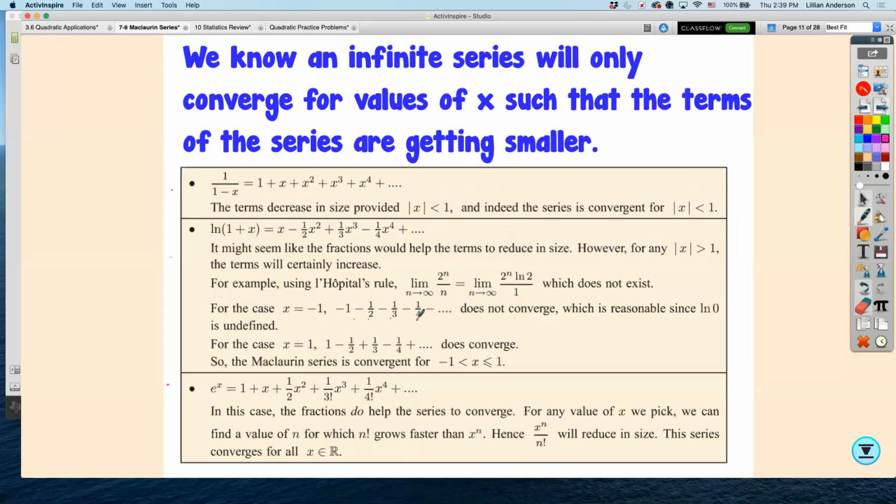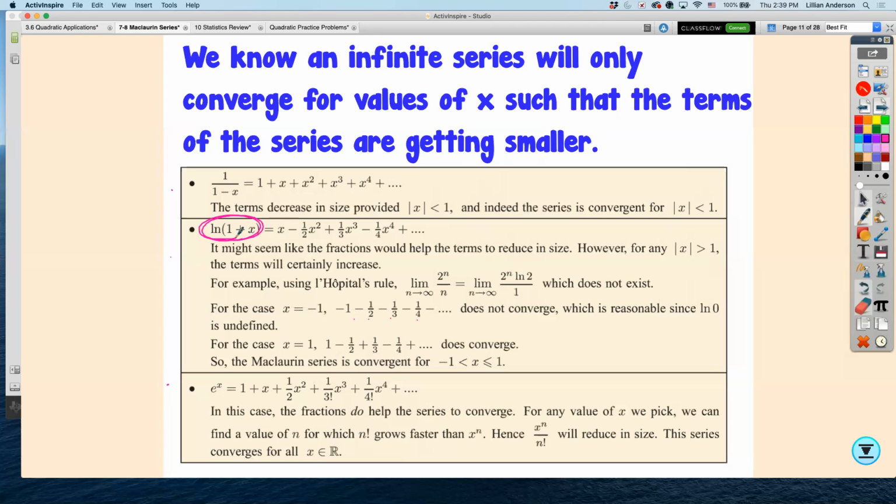When x is equal to 1, it is going to converge. So when you're looking at the ln, it's going to be convergent on the interval from -1, not included, to 1, included.